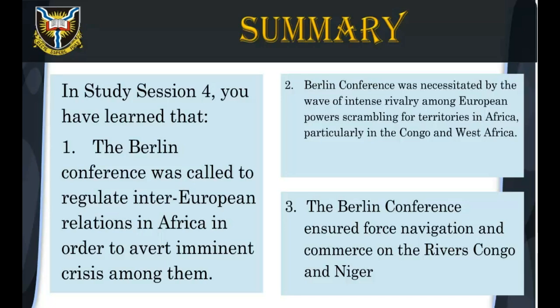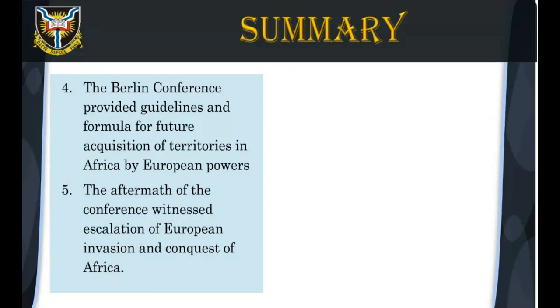The Berlin Conference ensured free navigation and commerce on the rivers Congo and Niger. The Berlin Conference provided guidelines and formula for future acquisition of territories in Africa by European powers. The aftermath of the conference witnessed escalation of European invasion and conquest of Africa.